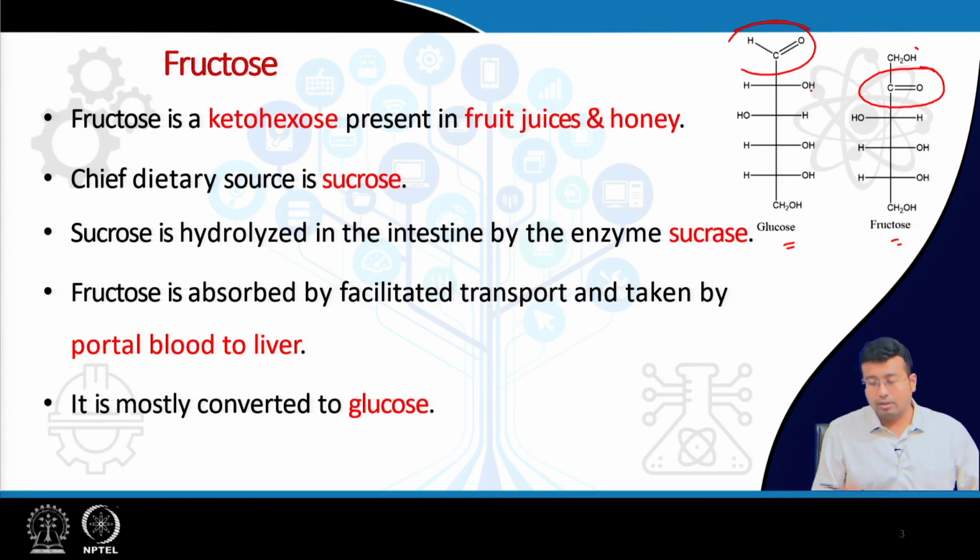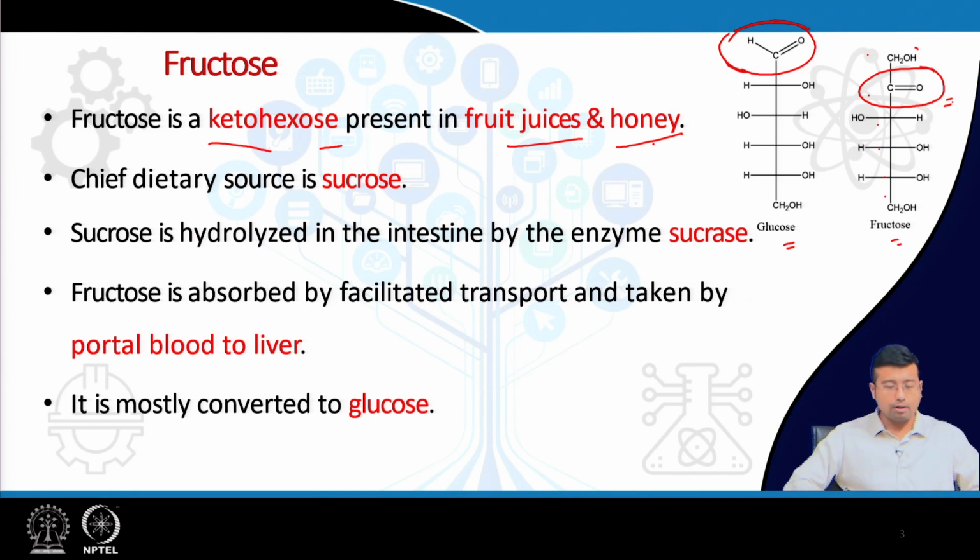So this is a ketohexose, with 1, 2, 3, 4, 5 and 6 carbon atoms. Glucose is an aldohexose due to the presence of an aldehyde group, and this is a ketohexose. It is present mainly in fruit juices and honey, all the sweet products contain fructose. But the chief dietary source is the sugar that we take everywhere, with tea, with bread toast or any food, sugar.